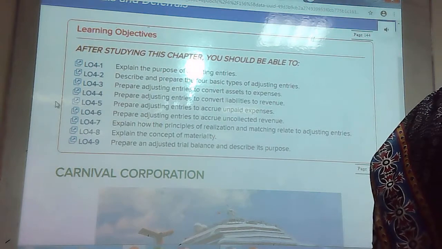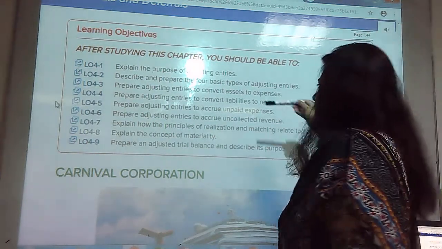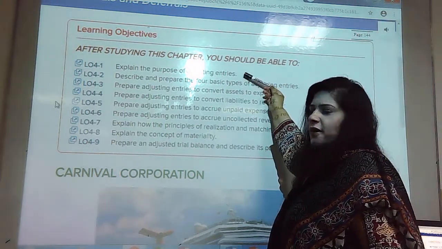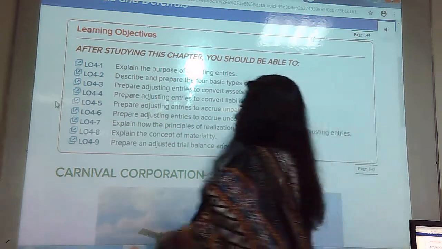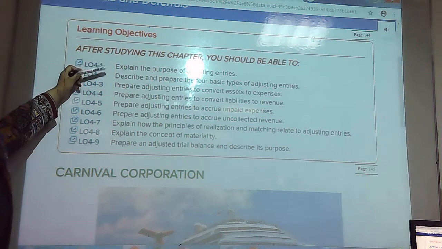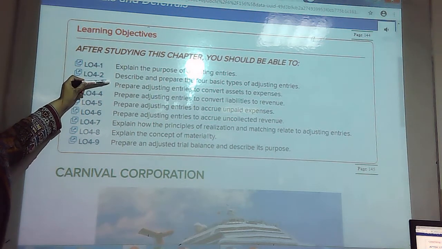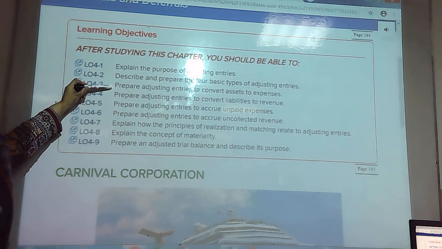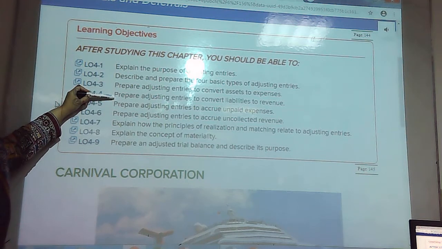Okay, so now the LOs that I have taught you today are the purpose of adjusting entries. I already explained that. The basic types of adjusting entries, we have done two to three types. Adjusting entries to convert assets to expense, we've done that. Adjusting entries to convert liabilities to revenue, we have done that, from unearned revenue to revenue earned.